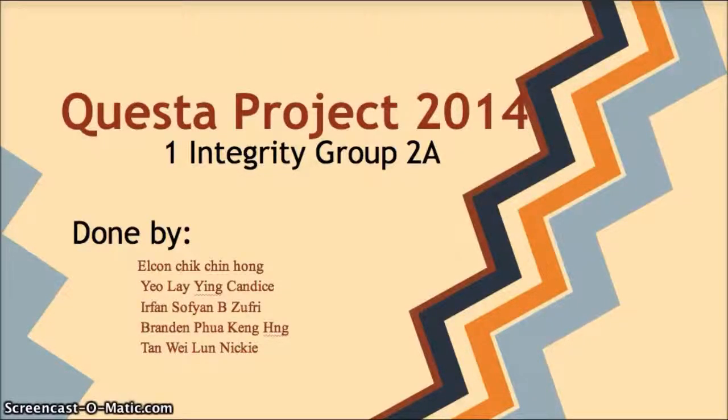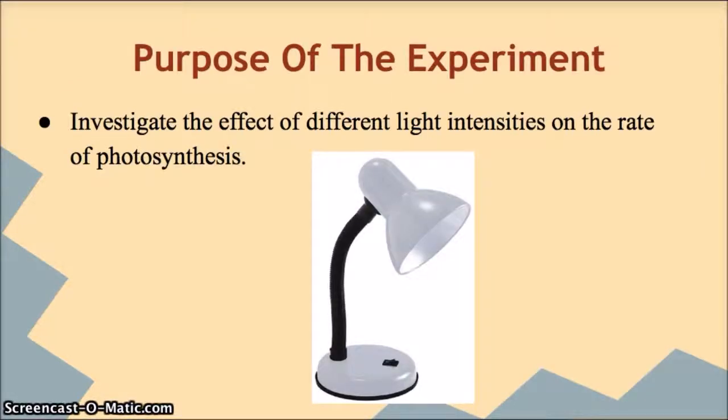This is the Questa project 2014 experiment A done by group 2A of One Integrity. The group members are Chik, Yolene, Candice, Irfan, Sofan, B, Zufri, Brendan Parkinger, and Tan Wei Lun, Nikki. The purpose of this experiment is to investigate the effects of different light intensities on the rate of photosynthesis.